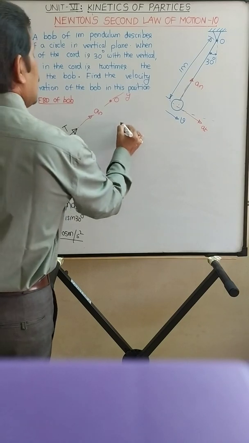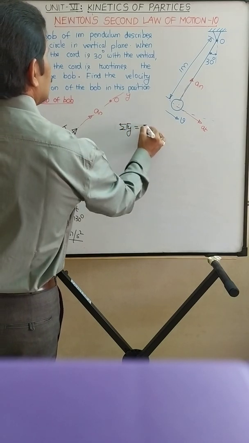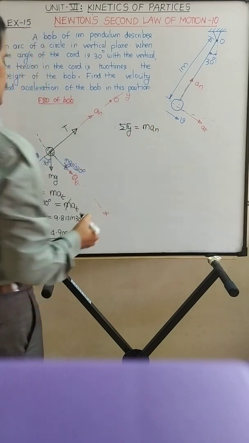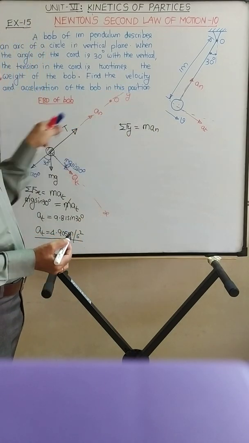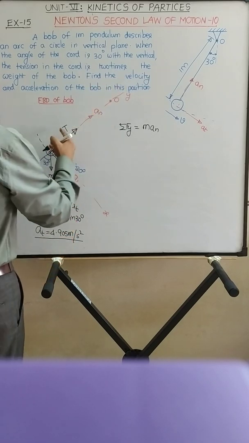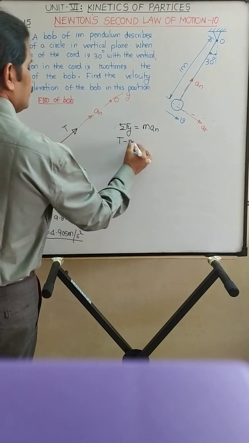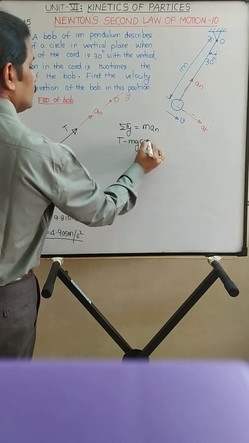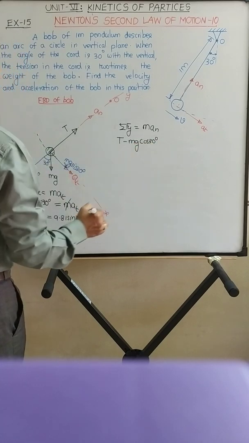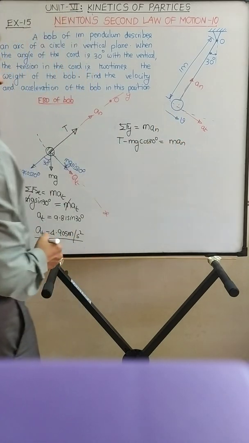Similarly, the unbalanced force in y direction is equal to m into a_n. We are taking this as the y direction. The normal component is acting in y direction. So what are the forces acting in y direction? Plus T minus mg cos 30 is equal to m a_n.